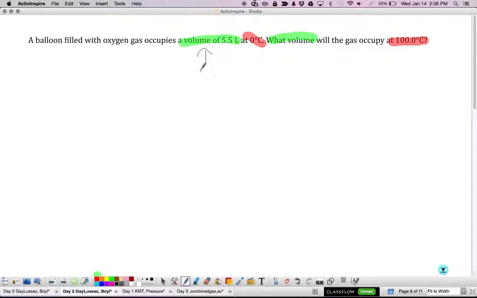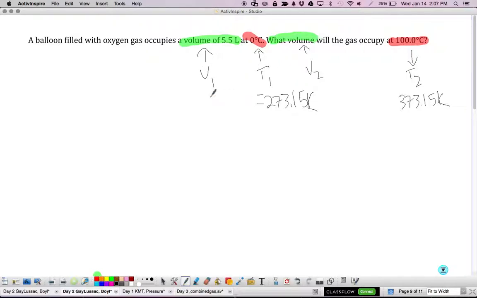So this is going to be V1. This is going to be T1. Notice that we're going to have to change this to Kelvin, so that's 273.15 Kelvin. This is V2. And then this is T2. And why don't you quickly convert that to Kelvin? So that's 373.15 Kelvin.